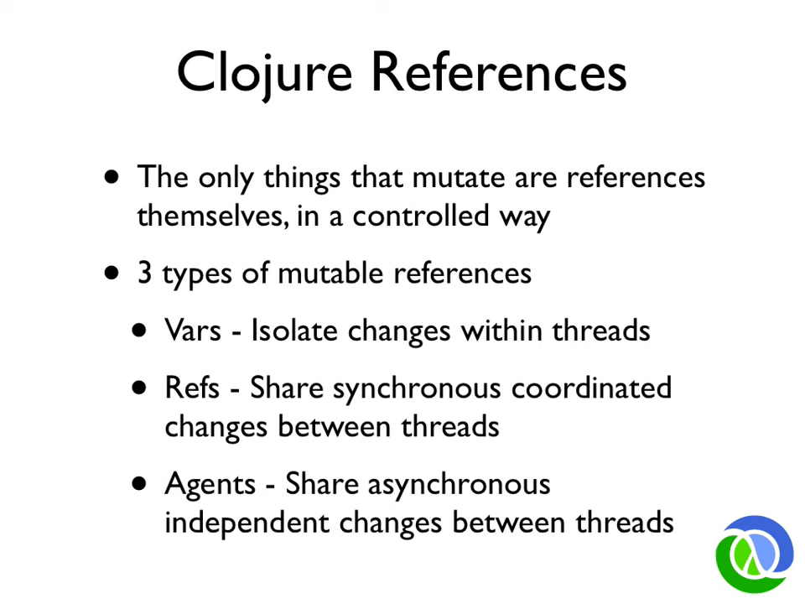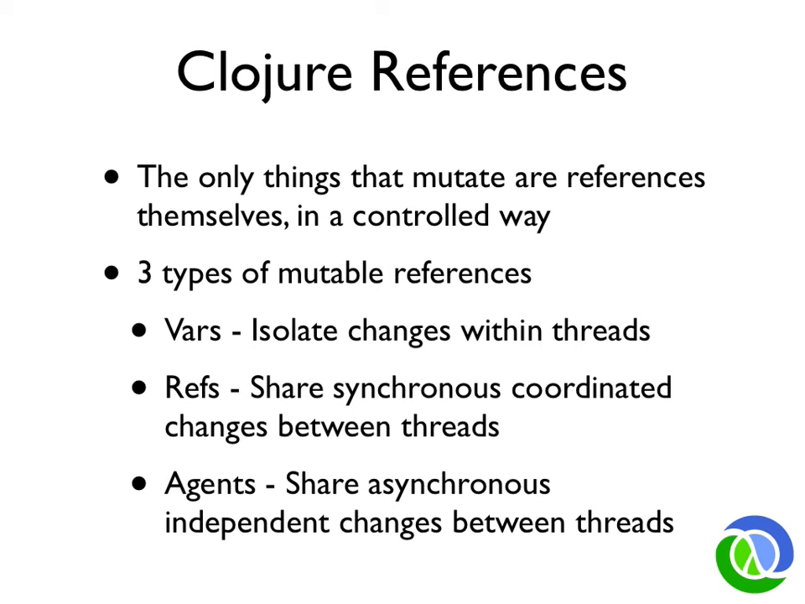Now let's take on the harder problem. The harder problem is we'd like multiple threads to see the same set of changes, to see changes that each other makes. It's more sharing. And there are two kinds of boxes in Clojure that do this. One are references, refs. The boxes are called references. There's a particular kind of box that's called a ref. A ref is transactional. The rules for refs are that they can't be changed except in a transaction.